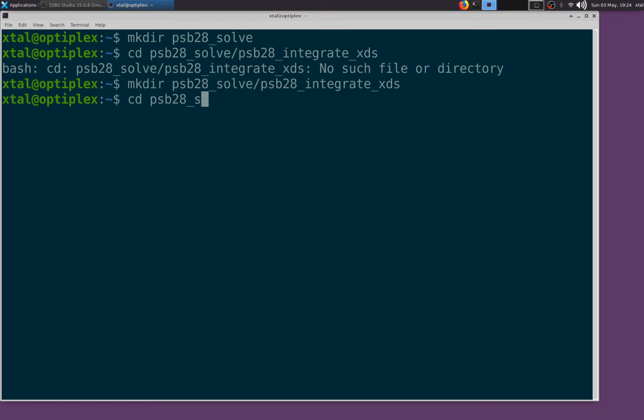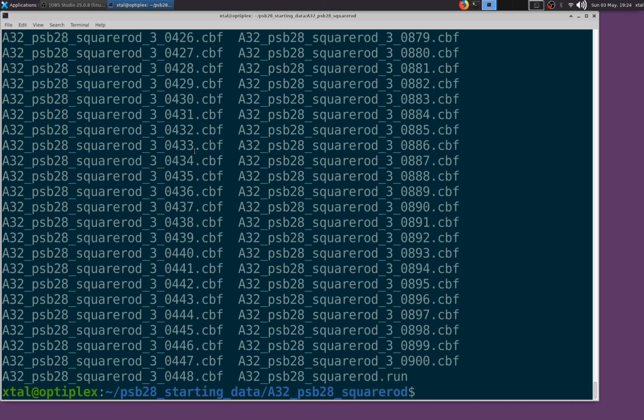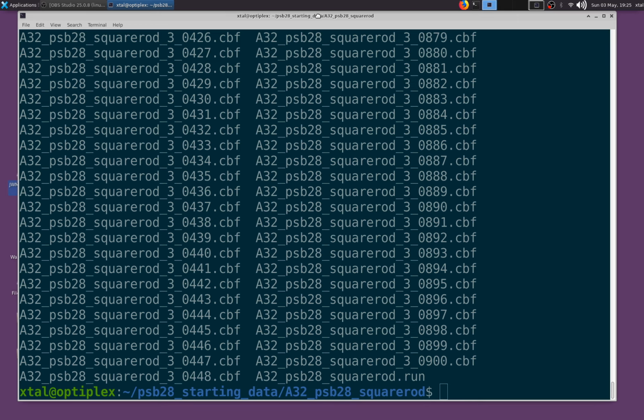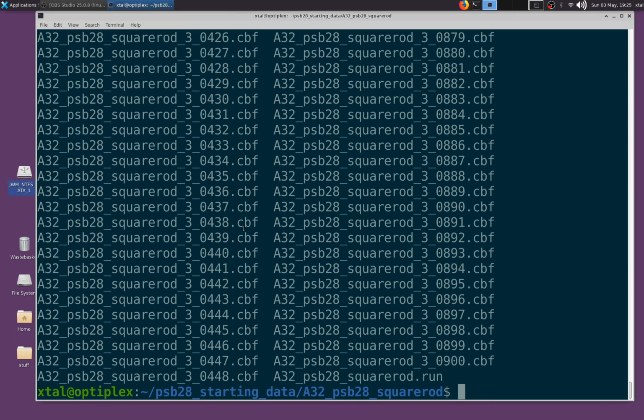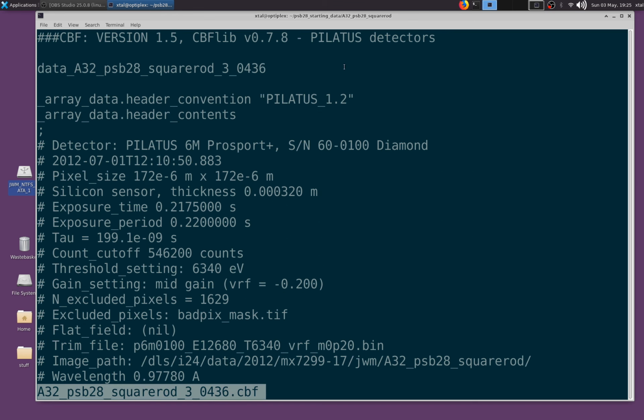Okay, let's look at the data. So this is a directory that comes from Diamond of CBF files that contain a PSP28 dataset. Let's look at the log file. Nothing. Okay. Let's look at the headers of one of these files. So this is a CBF file, which is crystallographic binary file. It comes from a Pilatus detector, which is a nice pixel detector.